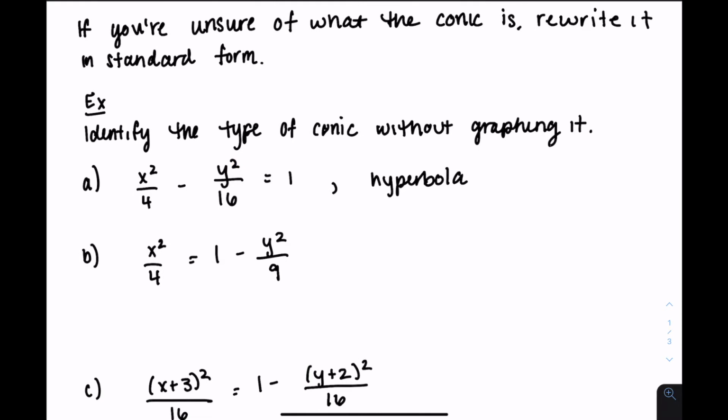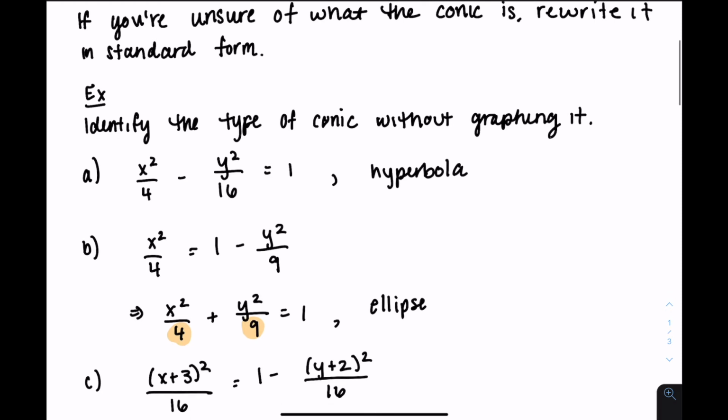If we look at this next one, x squared over 4 equals 1 minus y squared over 4. It might be tempting because you have a minus here to say this is a hyperbola, but really if you add that to the other side, you're going to see this thing is an ellipse. So I've got different numbers underneath. It wouldn't be a circular shape.